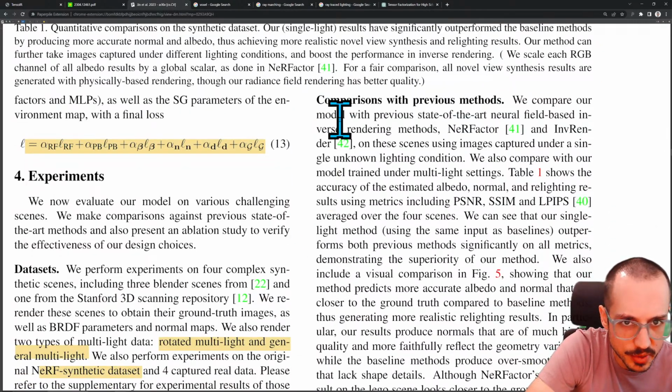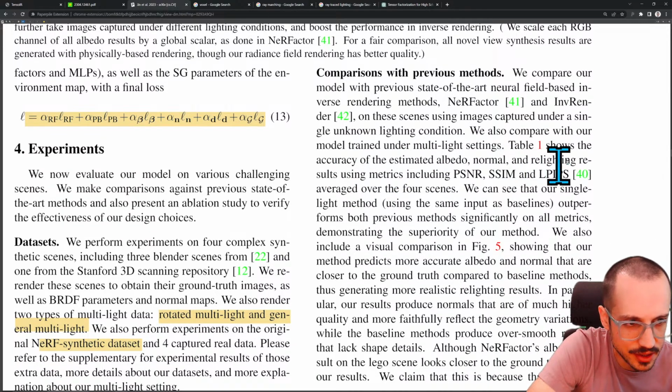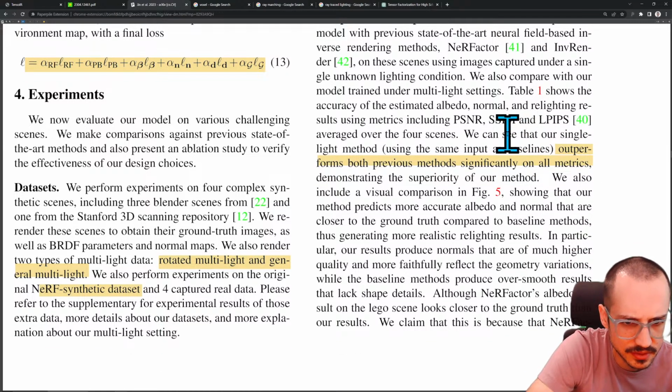We compare our model with previous state-of-the-art neural field-based inverse rendering methods, NERF factor, and inverse render. We also compare with our model trained under multi-light settings. Table 1 shows the accuracy of the estimated albedo, normal, and relighting results using PSNR, SSIM, and LPIPS. We can see that our method outperforms both previous methods significantly. Yeah, our results produce normals that are much higher quality and more faithfully reflect the geometry variations.